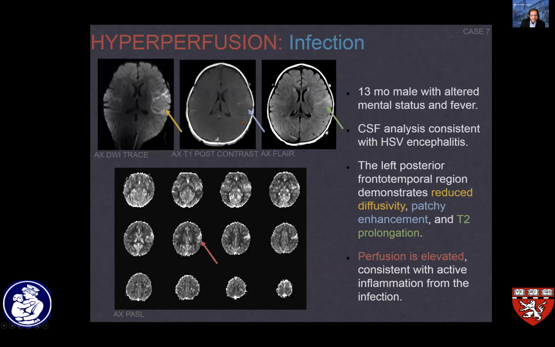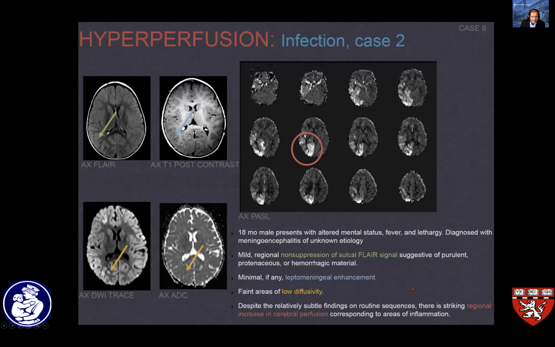The next patient is a patient with infection. It's a patient with HSV encephalitis, and this is an area of decreased diffusivity and increased enhancement, and you can see increased perfusion here on the ASL image focally in that region, consistent with active inflammation from the infective process.